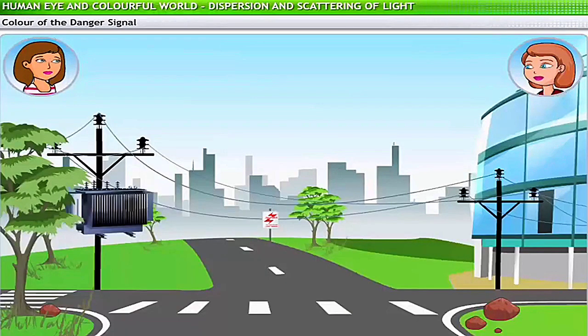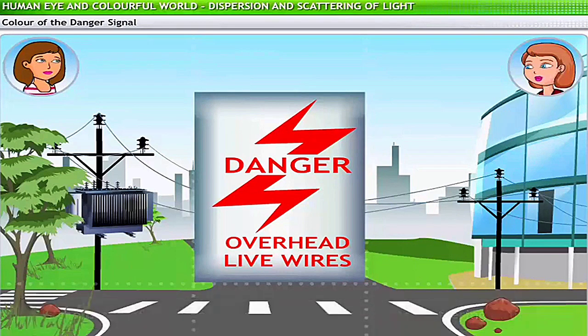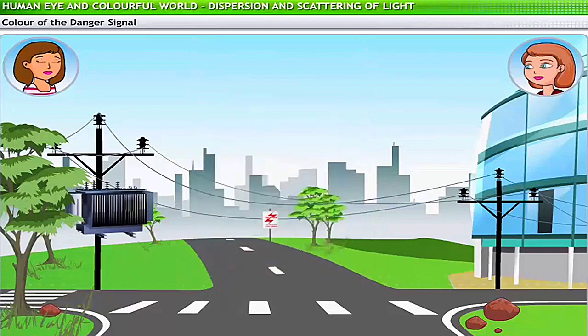Can you recall any application which you can relate to the scattering of light? I think I have heard about the red color used in danger signals, but don't know whether it relates to the scattering of light. Actually, that's a very good example. Red has a longer wavelength and hence it is least scattered in any type of the atmospheric conditions. Due to this, the signal appears without change in color for longer distances. Therefore, it is effective to indicate the danger signal universally.